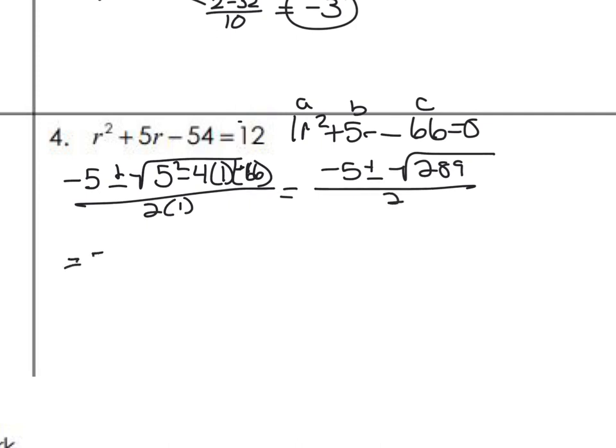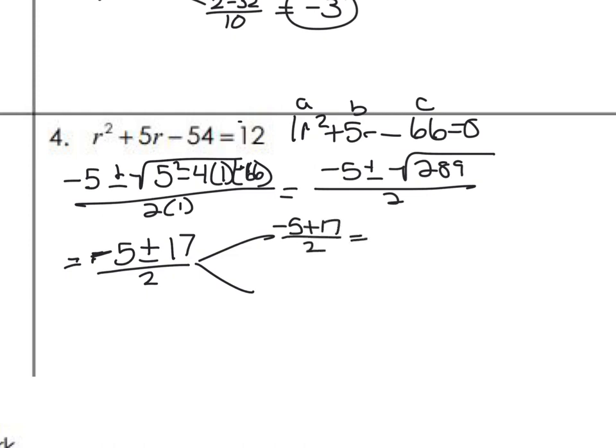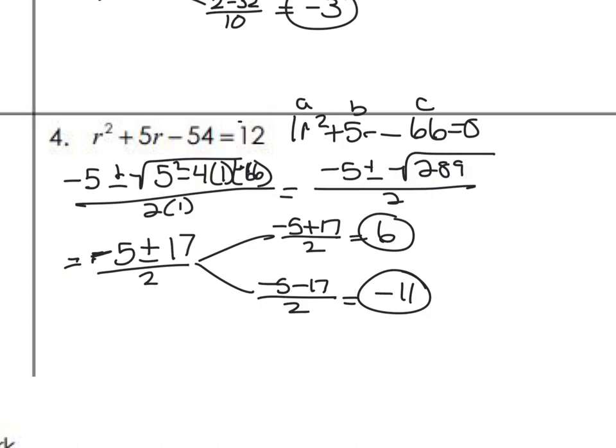So negative 5 plus or minus the square root of 289, which is 17. Remember, most of the time you're going to get decimals, but in this case, we lucked out. So negative 5 plus 17 is 12, divided by 2 is 6, and negative 5 minus 17 is negative 22, divided by 2 is negative 11. So those are your solutions.